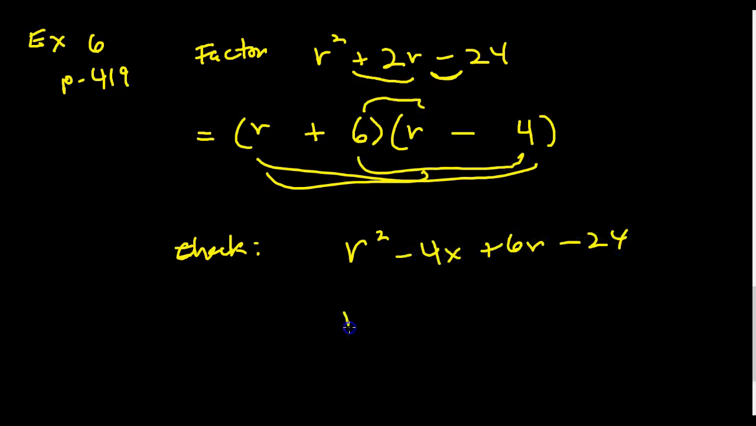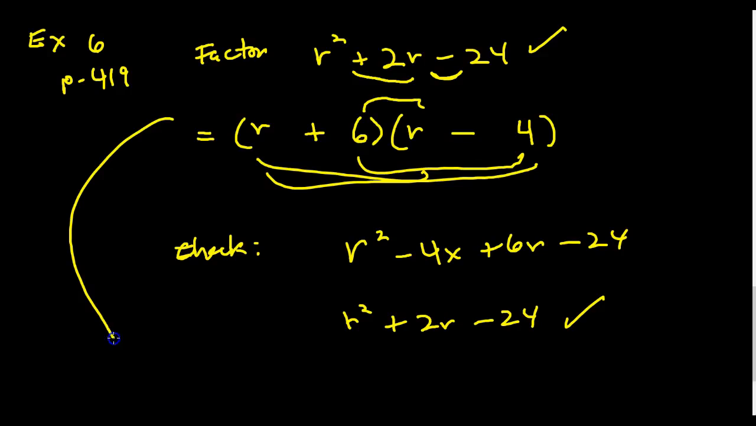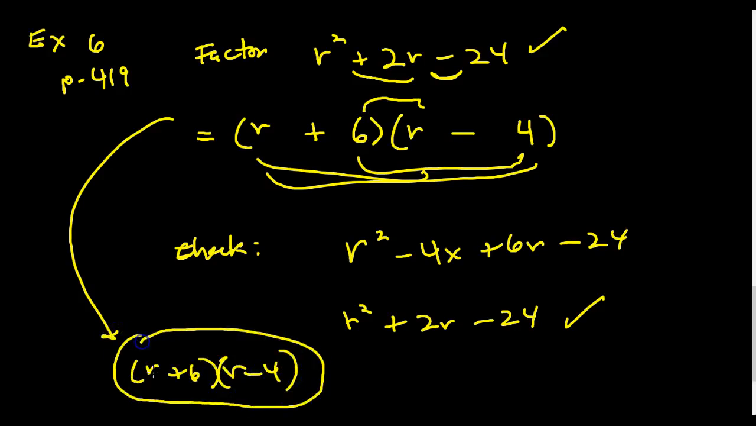Combining these inner and outer products now, I get r squared plus 2r minus 24, which indeed is what I started with. So this is my final answer right here on this line, r plus 6 times r minus 4. We have successfully factored a trinomial into a product of two binomials.